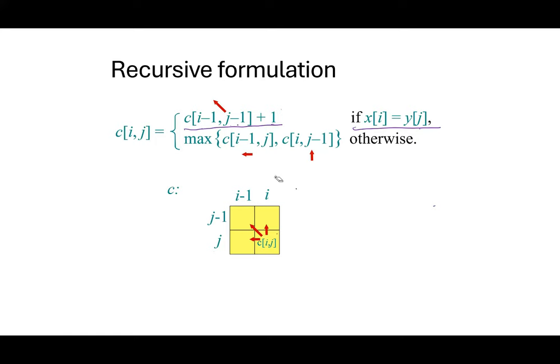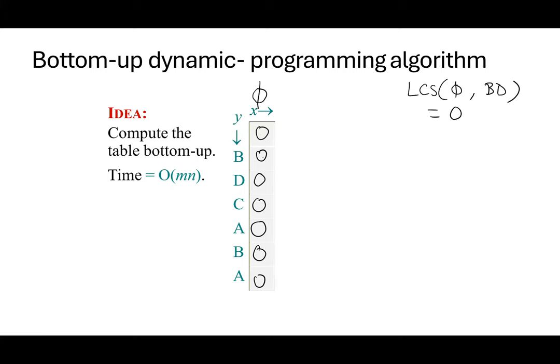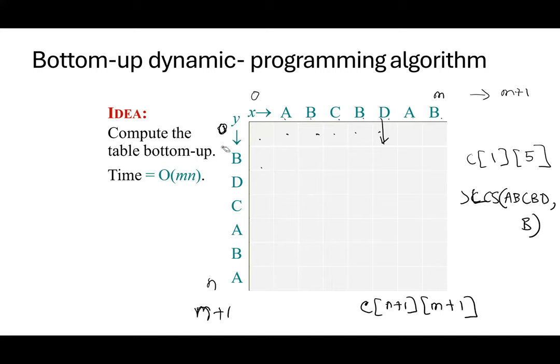And if there is a mismatch, that is the else, otherwise, I go up and left and take the max. So I go up, I go left and take the max between them. This way, let's try to fill this up.